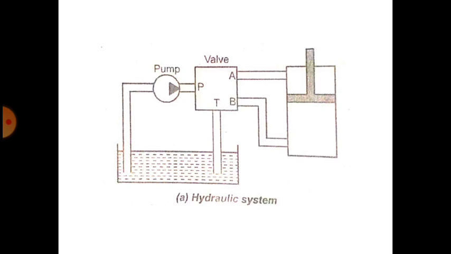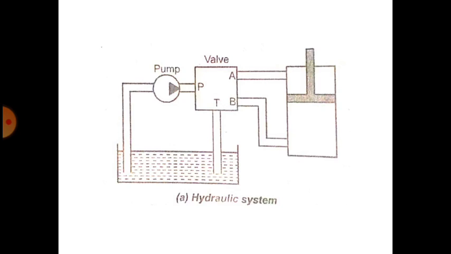Here we can see a reservoir, a pump, direction control valve and actuator. In one position of the valve, P and B are connected. When P and B are connected, the cylinder is going to extend. At that time A and T are connected. The oil which is filled on the other side is moving towards the reservoir, and the oil which is pumped is moving towards the actuator, passing through the ports P and B.